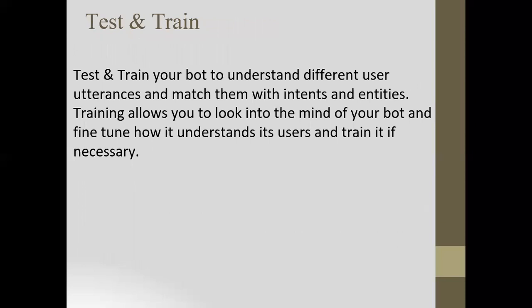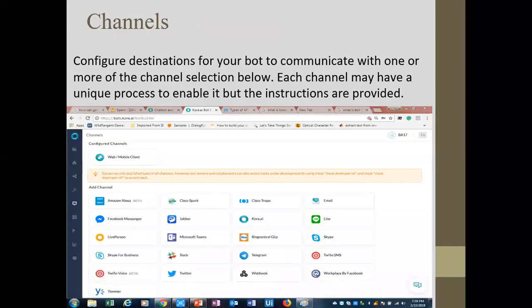Test and train. How can you test a bot and train a bot to understand your actions? Your bot understands different user utterances and matches them to intents and entities. It allows you to look into the mind of your bot and fine tune how it understands its users. Suppose someone says, "Hey, how are you?" Some libraries are already shipped, so when someone says, "Hey, how are you?" then you have to reply like, "Hey, I'm good. How are you?"